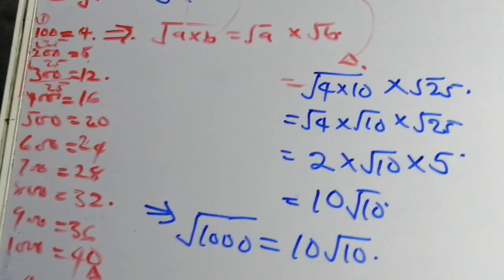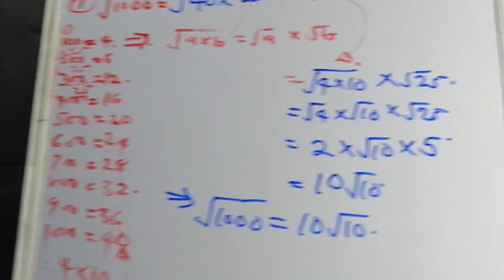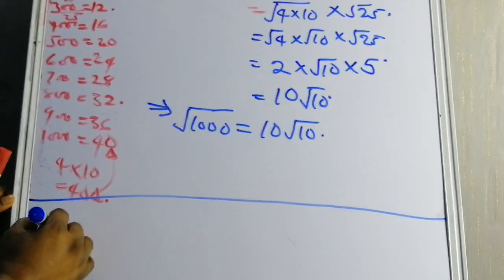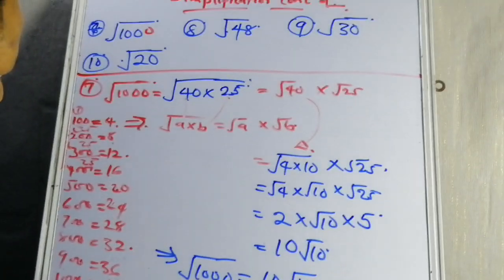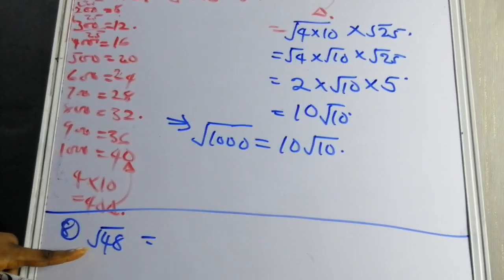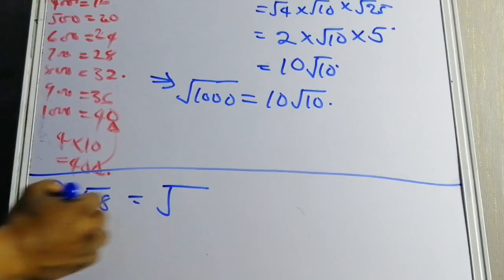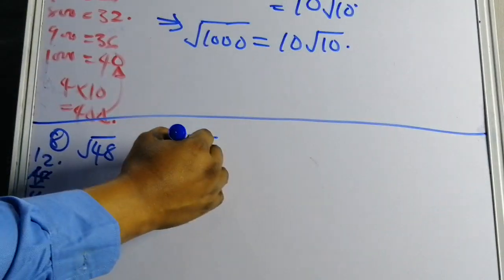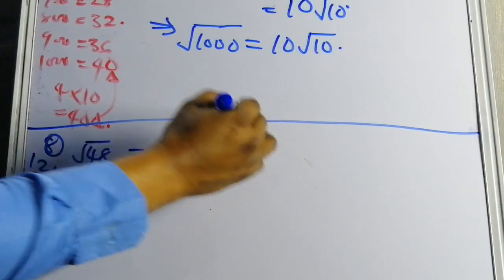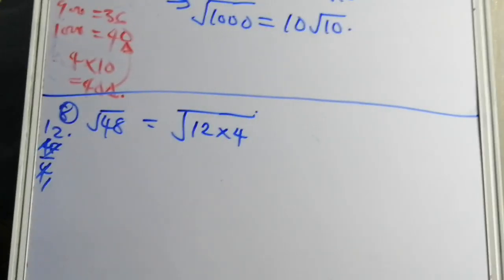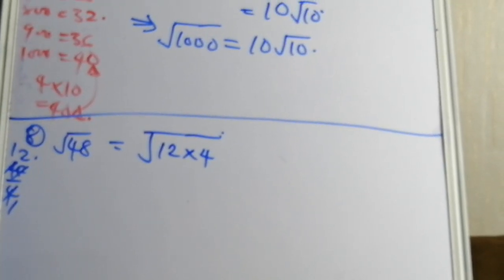Like I said, we can have so many questions. So we've taken care of that. We'll move to number 8 to avoid wasting time. Number 8 is root 48. I can see that 4 can go here. 48 divided by 4 is 12. So this is the same thing as 12 times 4, from the same multiplication law under surds, root a times b is equal to root a times root b.